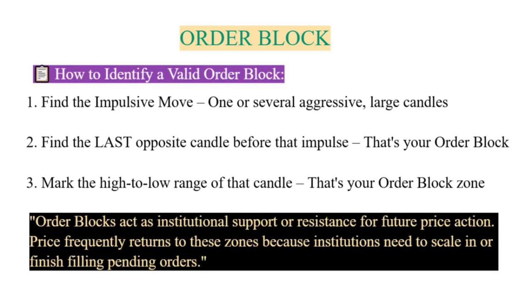How to identify a valid order block? Find the impulsive move, one or several aggressive large candles. Find the last opposite candle before that impulse. That's your order block. Mark the high to low range of that candle. That's your order block zone. Order blocks act as institutional support or resistance for future price action. Price frequently returns to these zones because institutions need to scale in or finish filling pending orders.